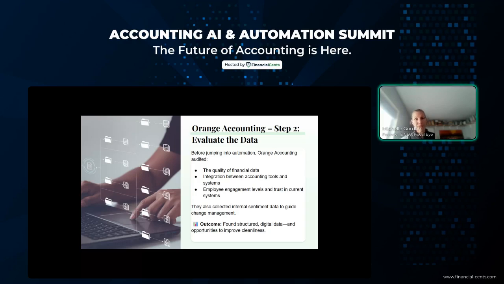For Orange Accounting, they answered mostly yes to all these questions. They had good systems in place, but they also discovered gaps in data consistency, especially across older workflows. But here's where Orange Accounting went further. They didn't just look at the numbers. They gathered internal sentiment data from teams, surveys, asking employees how they trusted their current systems, where they experienced friction, and how they felt about AI entering the picture. That insight became critical in shaping their change management plan.